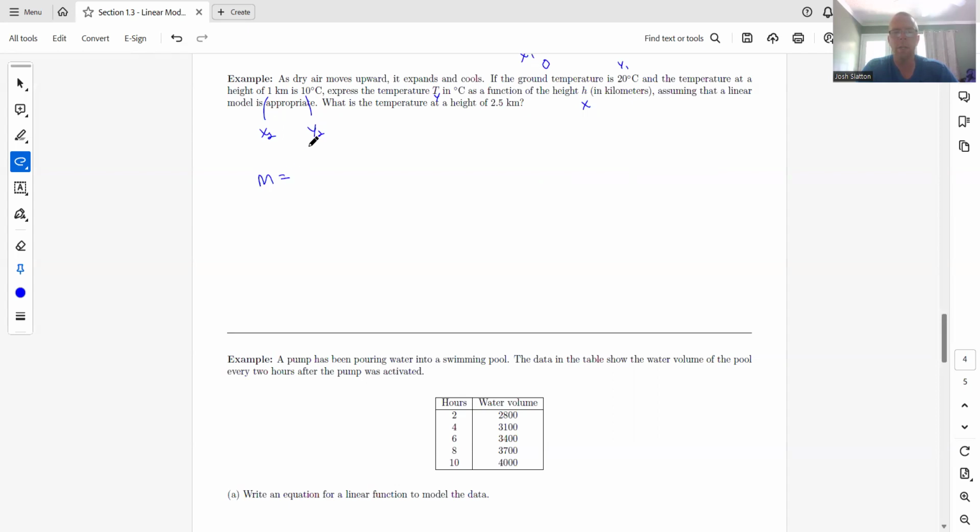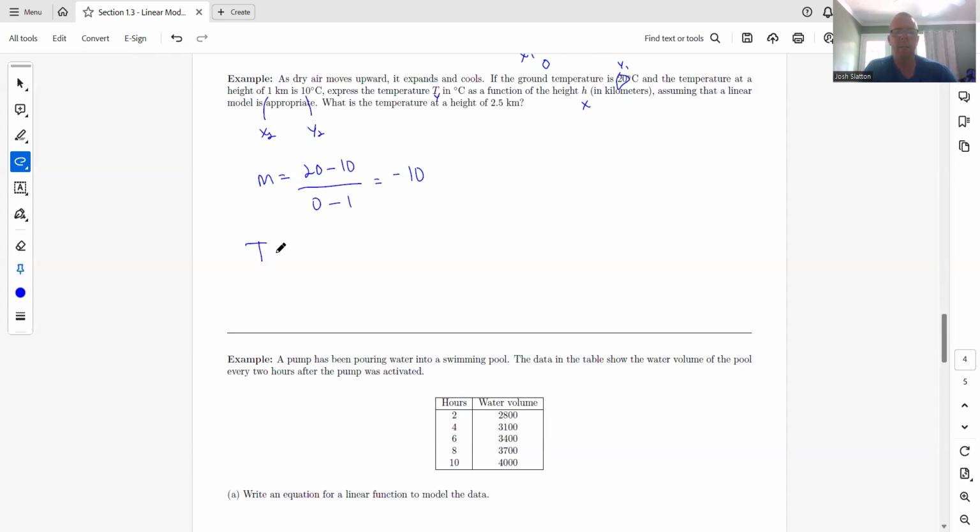So our slope is 20 minus 10 over 0 minus 1. I did that backwards, but that's okay. As long as 20 goes with 0, 10 goes with 1, it doesn't matter which order you put them in. And so we get our slope is negative 10. Then we need a y-intercept. So remember, the y-intercept is the value of y when x is 0. So we know that the value of y is 20 when x equals 0. So that would be our y-intercept.